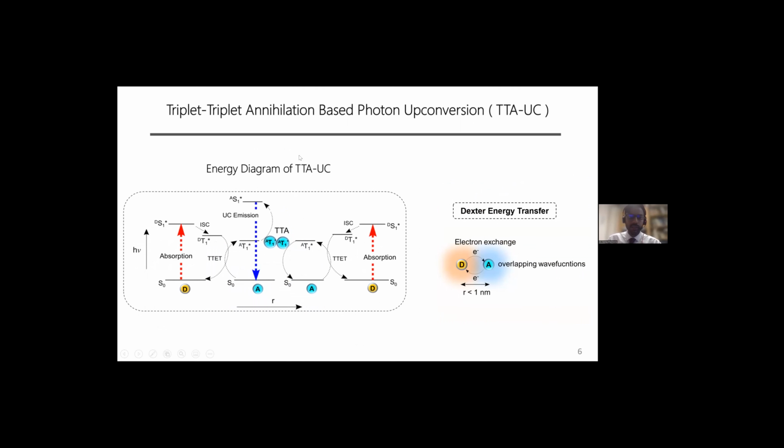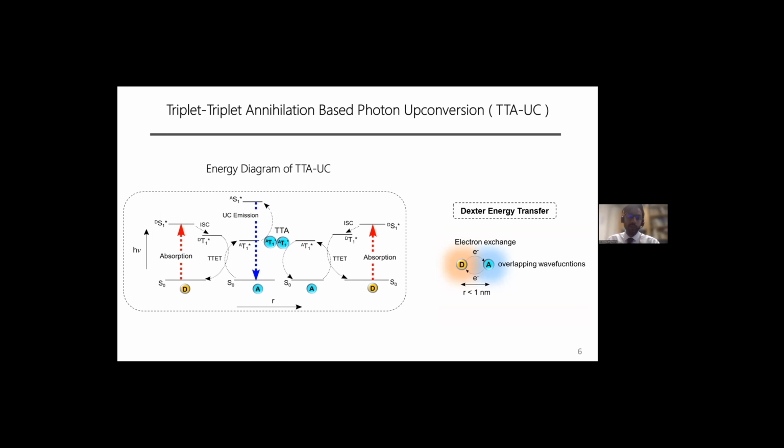This is the energy diagram of TTUC. You can see clearly over here that when we excite the donor, it goes to the high energy singlet state, then by intersystem crossing to the triplet state. And while going back to the ground state, it transfers its triplet energy to the acceptor. And when two such sensitized acceptor molecules meet in space-time, they undergo triplet annihilation, which forms the high energy singlet state of the acceptor molecule, which finally shows the fluorescence emission or anti-Stokes delayed fluorescence emission.